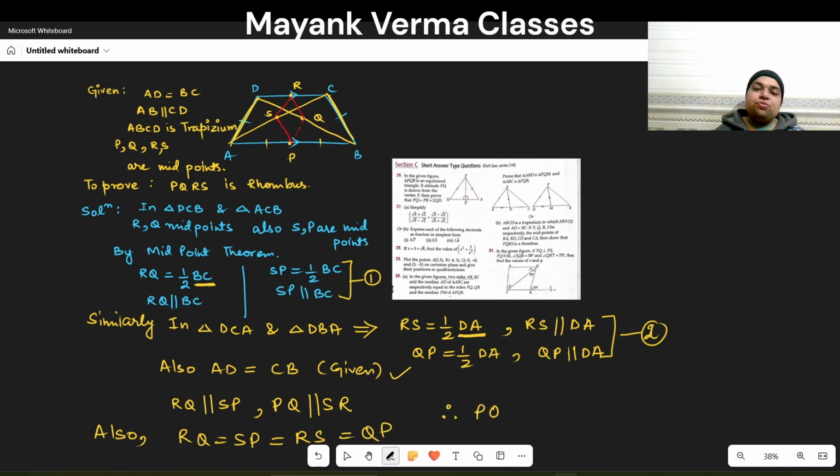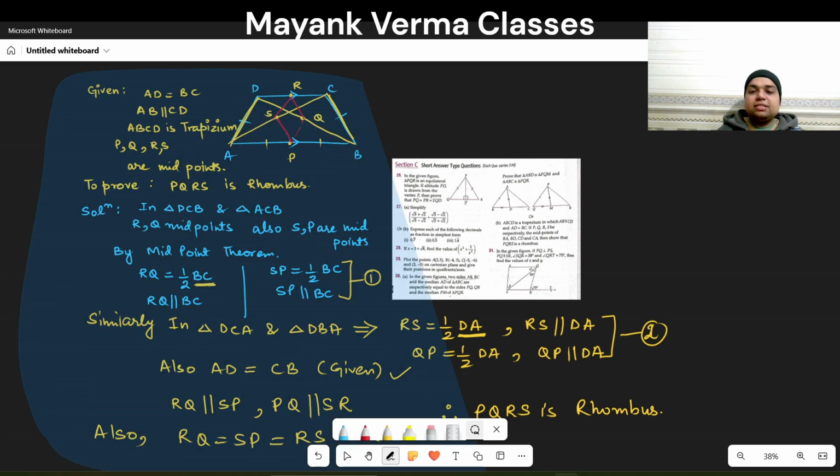Therefore, PQRS is a rhombus. So what is the property of a rhombus? It says that all sides should be equal and opposite sides should be parallel. Okay. So this will be the result of it. So let's erase it and let's see the next question.